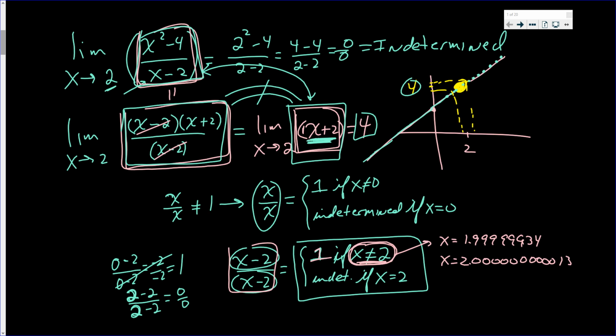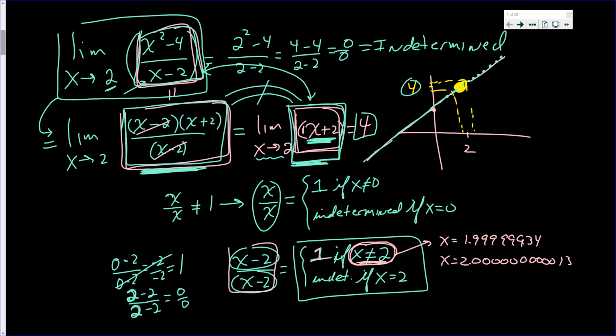Okay, this limit is equal to this limit because all I did was factor, which is equal to this limit because this function here and this function here are exactly the same except at 2. But I don't care what happens at 2. X will never be 2. It'll get close to 2, but it won't equal 2. Okay.